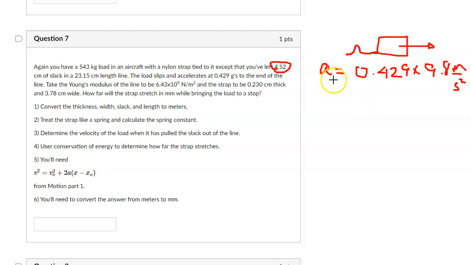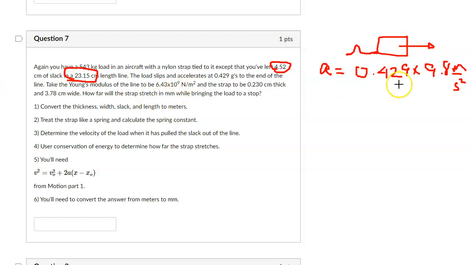Okay, so we know the acceleration. We know Young's modulus for this strap. And then we're going to take the strap, we've got our thickness and our width. And so just like in problem 6, convert those to meters. You need to do that. We're going to convert the slack length to meters as well, to get where our velocity is. We'll get there in a second. But we're going to take that and convert that into millimeters, because at the end of the day, we want millimeters.